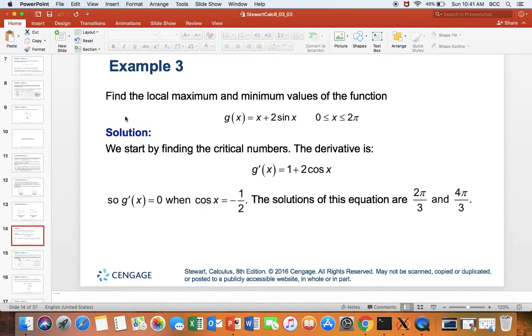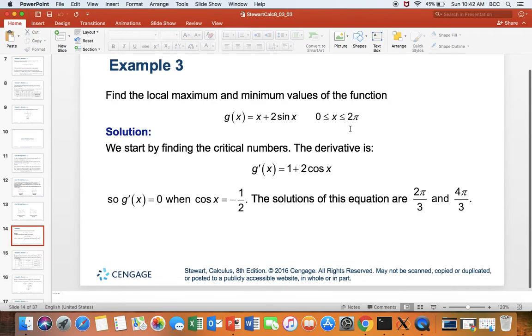Now, here is an example. Find the local maximum and minimum values of the function g(x) between 0 and 2 pi. First, find the critical numbers. Always you need critical numbers to find the cut points, remember. Now, derivative of x is 1. Derivative of 2 sine x is 2 cosine x. So, when is g prime equal to 0? I need to equate this to 0. What does that tell me? Cosine x has to be negative half. When is cosine x negative half?